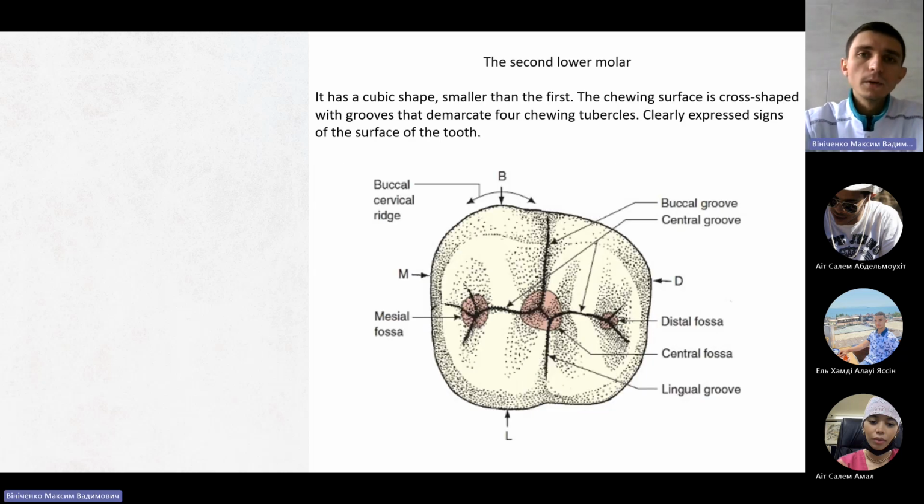The second lower molar has a cubic shape, smaller than the first. The chewing surface is cross-shaped with grooves that demarcate 4 chewing tubercles, and clearly expressed signs of the surface of the tooth.